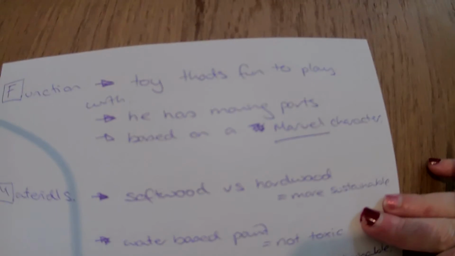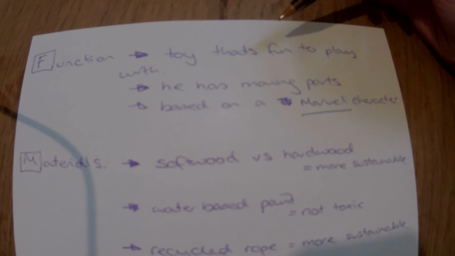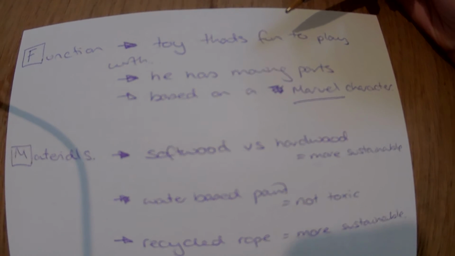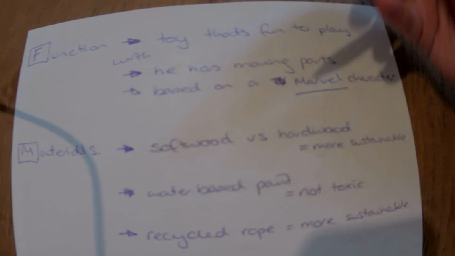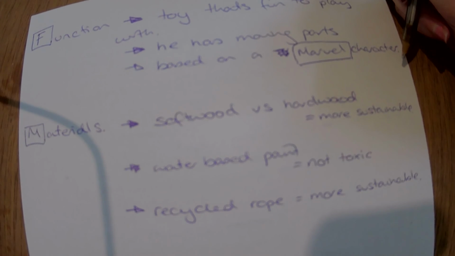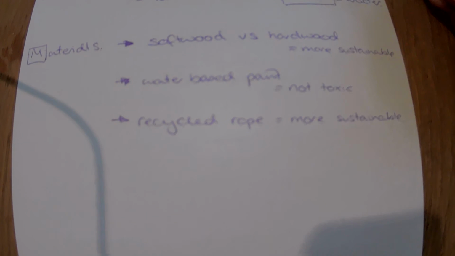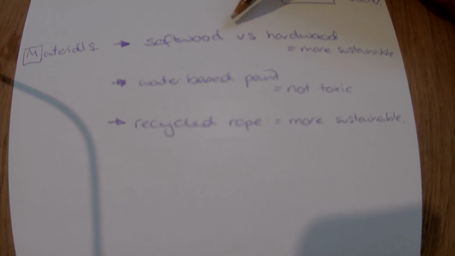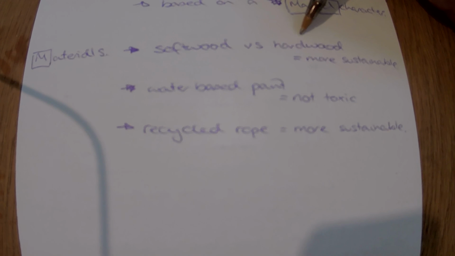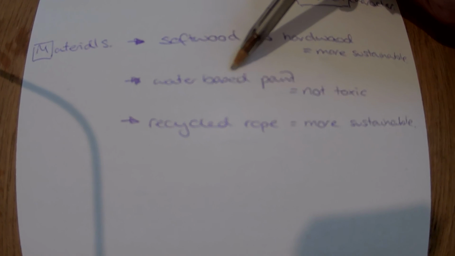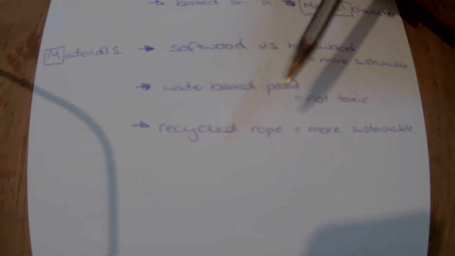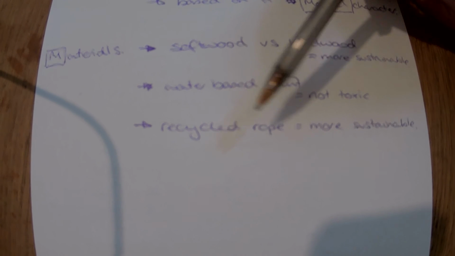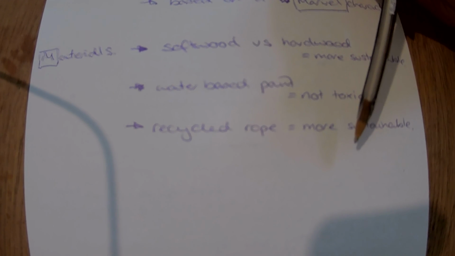Function. Full sentence. My BlockBot is a toy that will be fun to play with. This is because he has moving parts and is based on a insert character. Finally, materials. My BlockBot will be made out of softwood, as this is more sustainable than hardwood. I will use water-based paint to decorate it because it's non-toxic to children. I will also use recycled rope as this is more sustainable than other alternatives.